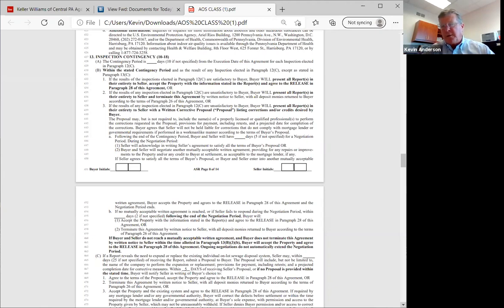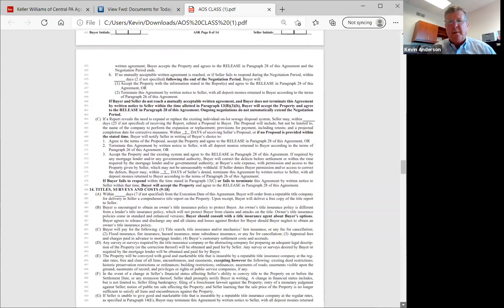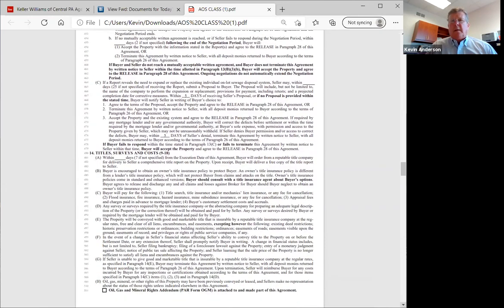Ongoing negotiations do not automatically extend the negotiating period. So I've run up against this myself. We're out of time, and I don't have a choice. I have to send the termination to the selling agent just to protect my buyer. And then if we want to extend that negotiation period, we can. And usually that's what would happen.